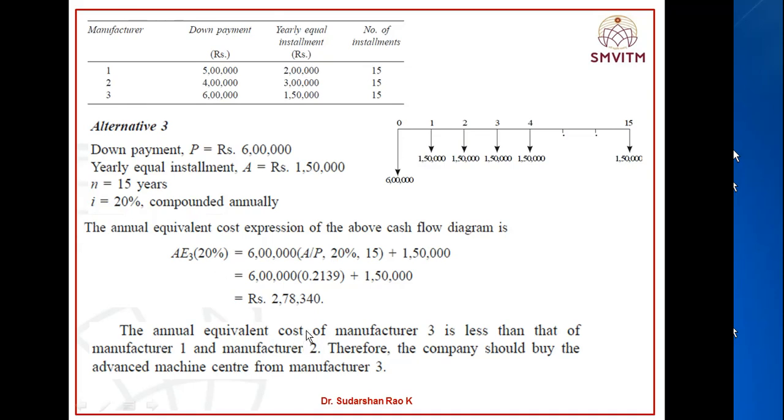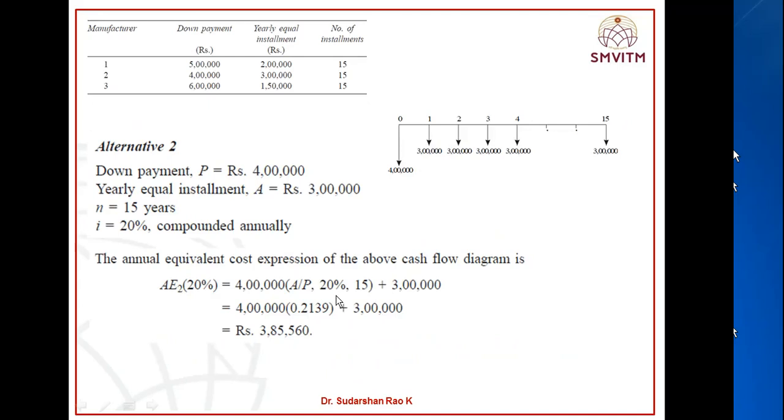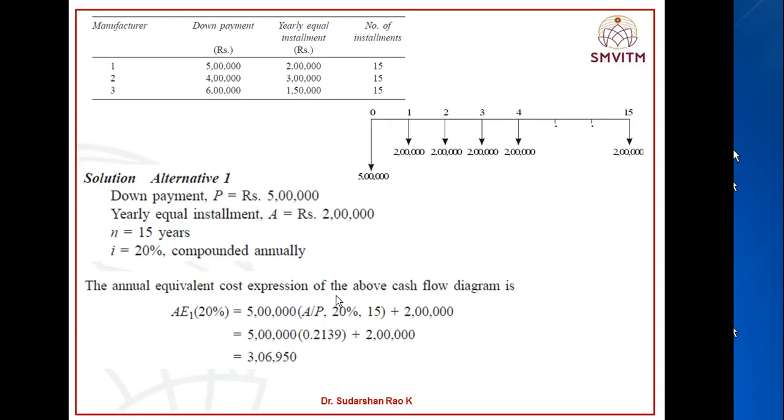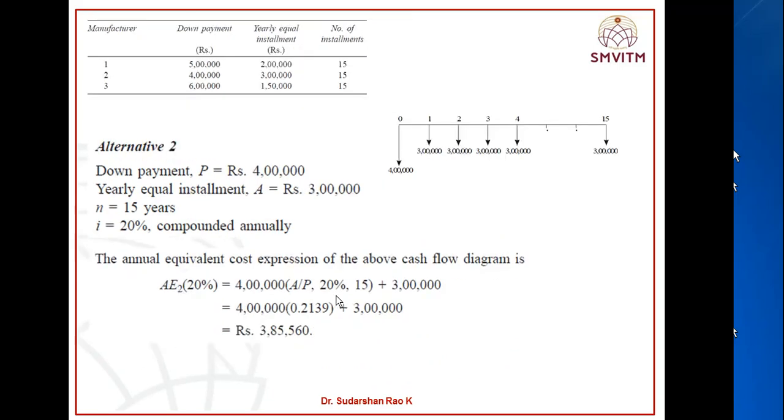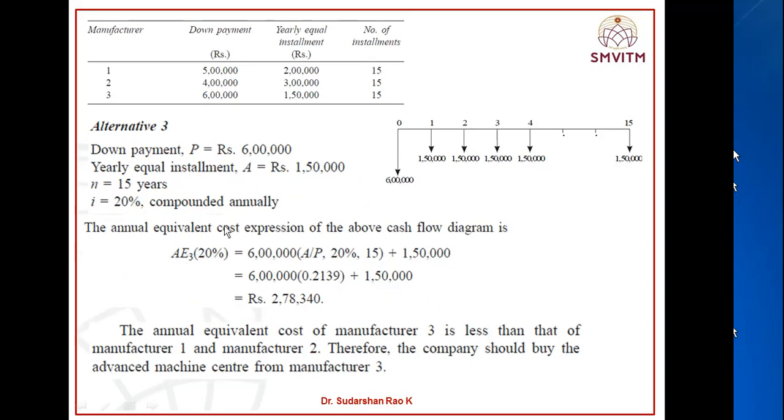Among these three alternatives, or the three manufacturers, the equivalent cost of manufacturer 3 is less than that of 1 and 2. Here it is 2,78,000, then 3,85,000 for the second alternative, and 3,06,000 for the first alternative. Therefore the minimum is 2,78,000 from the third manufacturer.